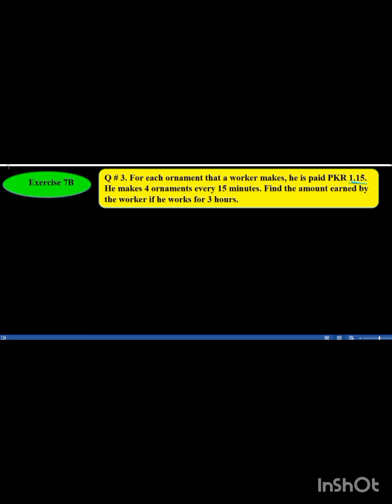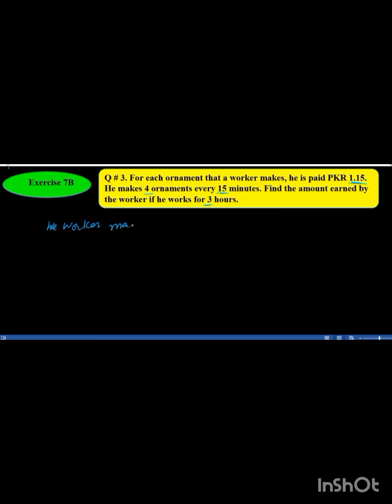That is, the owner pays the worker PKR 1.15 per ornament. The worker makes 4 ornaments every 50 minutes. Find the amount he earned in 3 hours. So first we have to find how many ornaments he makes in 1 hour and how many total ornaments he made in 3 hours. You can write here a worker instead of he.